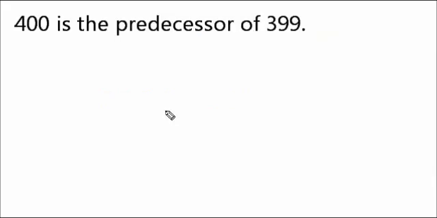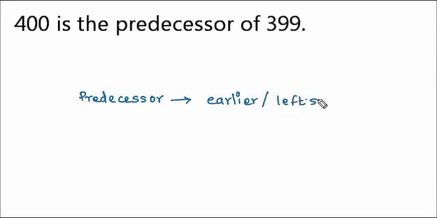The next statement, 400 is the predecessor of 399. What is a predecessor? Predecessor means the earlier number. So which is the earlier number than 399? 398 is before 399. So 400 is not the predecessor and therefore the statement is false.